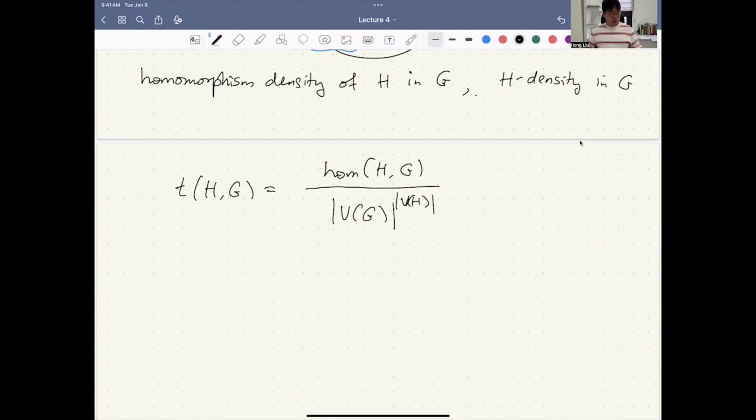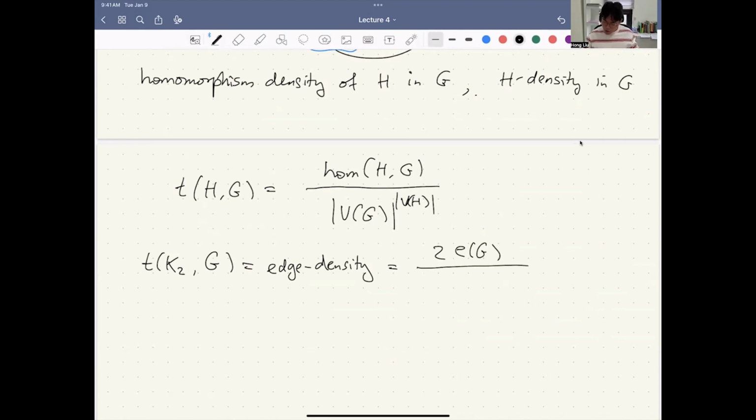Okay. Now, in particular, we're going to use this shorthand notation for when H is K2, we call it edge density. Which is what? As I said, the number of homomorphisms from K2 to G is 2 times the number of edges in G, the labeled ones, divided by, let's say our graph G has n vertices, n squared. Okay.